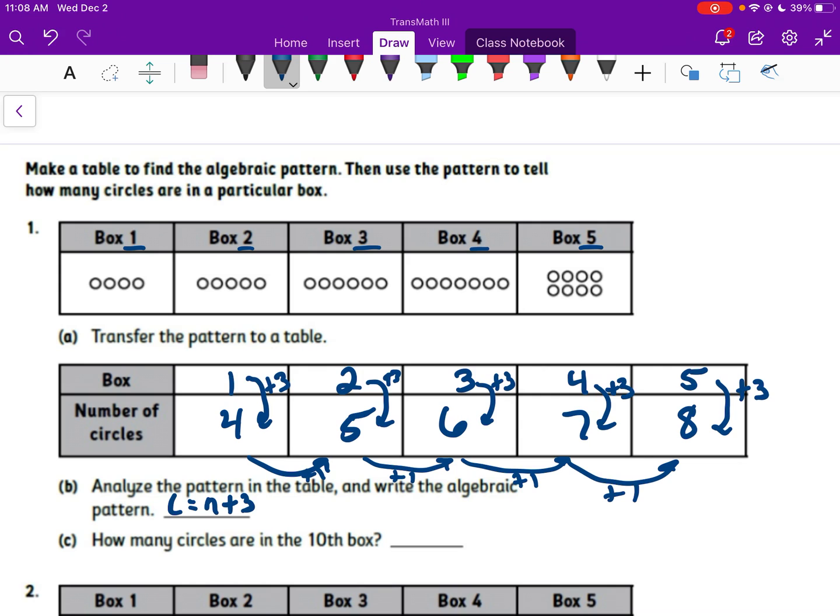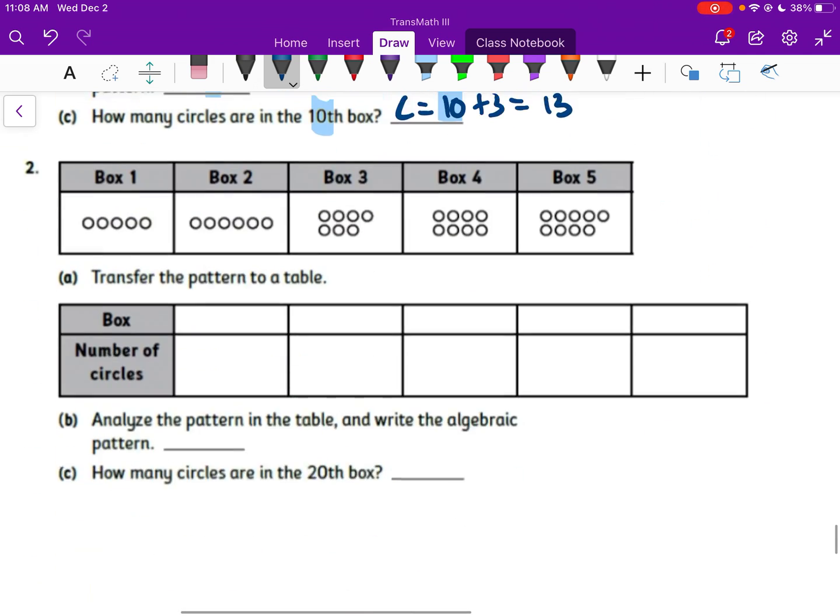So for the 10th box, the number of circles is equal to 10 plus 3. Again, box number, and we're trying to figure out the 10th box. So we're replacing n with 10 in this case, which would be 13. So the 10th box has 13 circles.